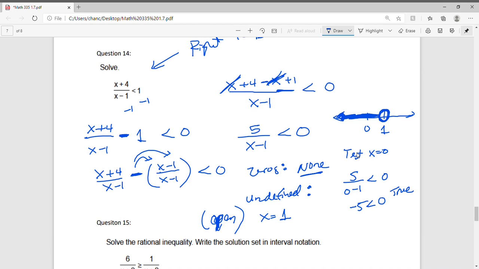And then we'll test a number to the right of 1. Let's test to the right side of 1. I'm going to test a 2. 5 over 2 minus 1, is that less than 0? No, that's false. So we don't shade the right side. What's our solution? Our solution is going to be from negative infinity to 1.